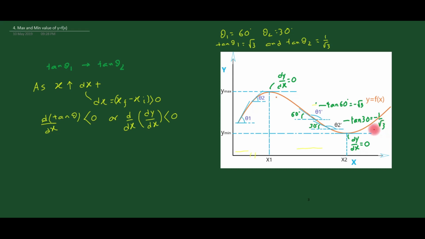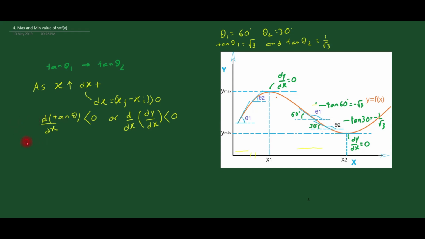So what we observe is that the negative value decreases, means the slope becomes less and less negative. Less and less negative, that means the slope increases. For example, minus 5, minus 4, minus 3, minus 2, minus 1. Then ultimately at this point the slope becomes 0. So while approaching the minimum value of y, the slope increases.